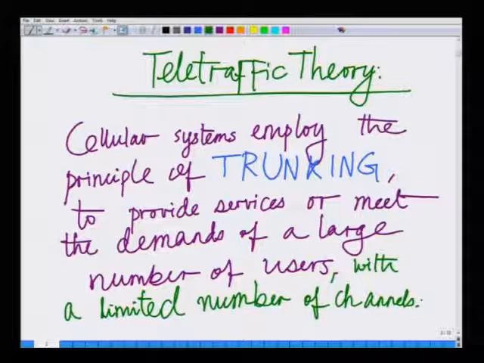So, trunking is nothing but the principle where the traffic or the demands of a large number of users is met with a very limited number of channels in the communication system. It can be used in PSTN, or it can also be used in a wireless cellular system. Remember, in a wireless cellular system, the available frequency bands or channels for communication are severely limited. Hence, whatever few channels are available have to be used by a large number of users.